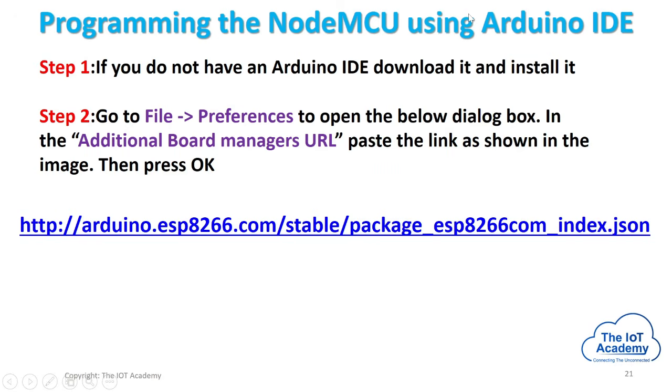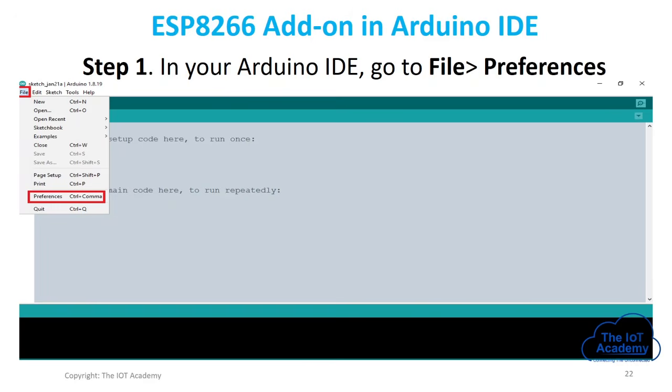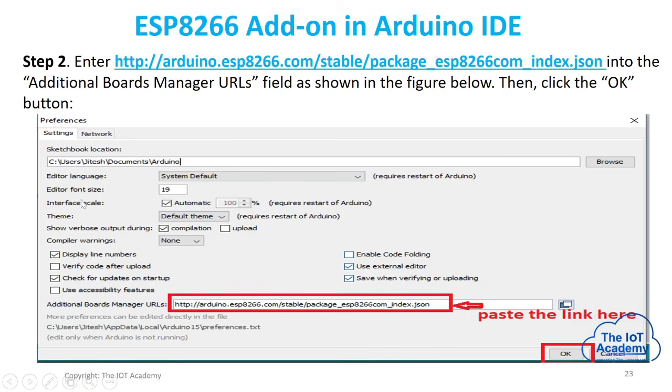And how to program this NodeMCU? For this you have to install the Arduino IDE from the Arduino website. Then open the Arduino IDE, click on File, then click on Preferences. Here at Additional Boards Manager URLs, you have to copy the link, paste it here, and then click OK.